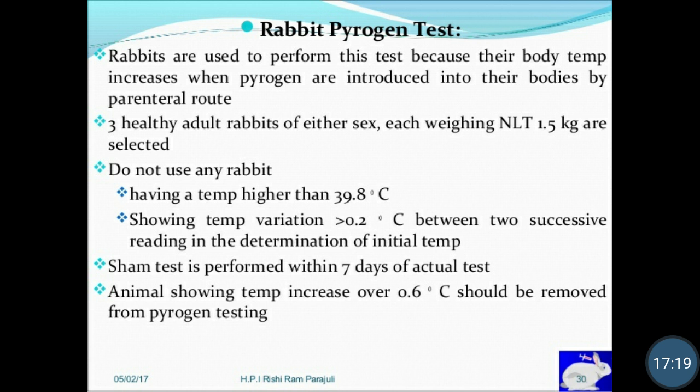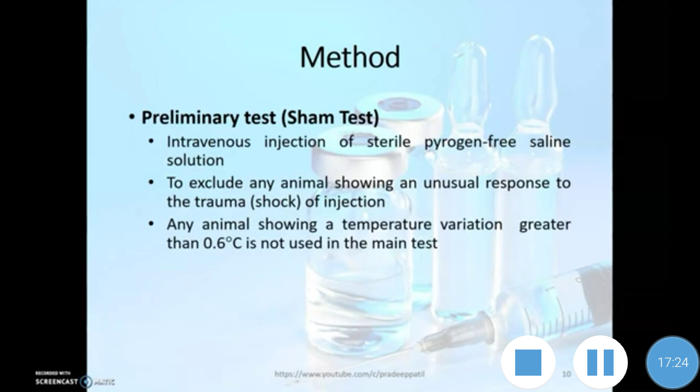Okay, so first we will see what is that preliminary test or what is that sham test. The intravenous injection of sterile pyrogen free saline solution is used to exclude any animal showing an unusual response to the trauma of the injection.